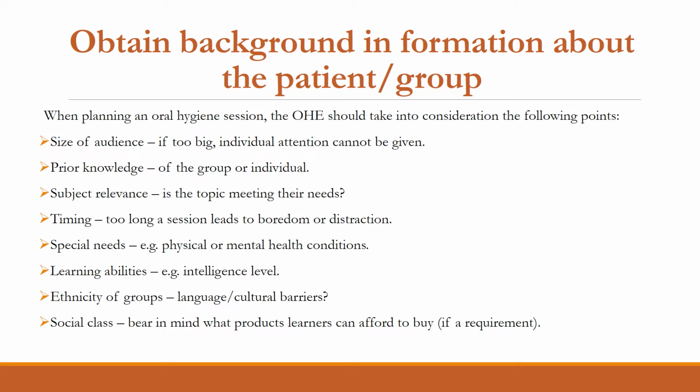Social class. Bear in mind what products learners can afford to buy, if a requirement. For example, a village guy, if you are telling him to buy a salivary spray or something like water spray, floss or water floss, first of all, you don't know what is floss. And in the meantime, if you are suggesting him to buy a water floss, he won't buy. So you should know the social class.